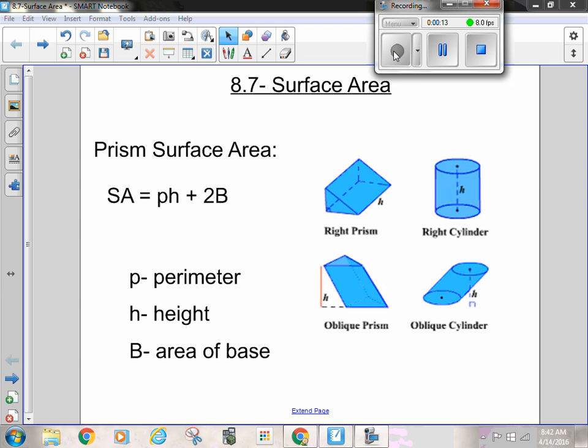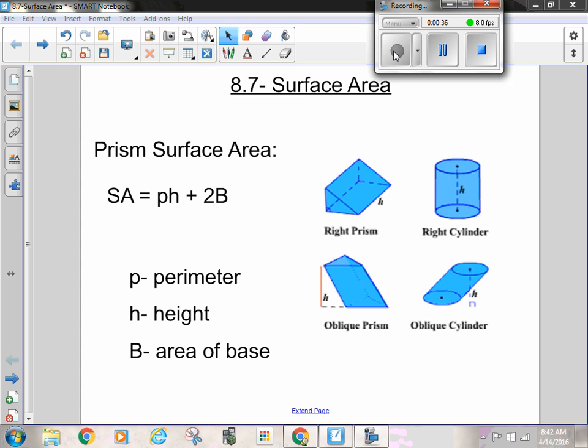So if we look at the diagrams on the right, when we talk about prisms, we're talking about triangular prisms, rectangular prisms, hexagonal. Cylinders are going to fall within prisms also. You'll notice that we have right prisms and we have oblique prisms. Oblique prisms are ones that are slanted, and you'll see that the height is actually outside of the base.